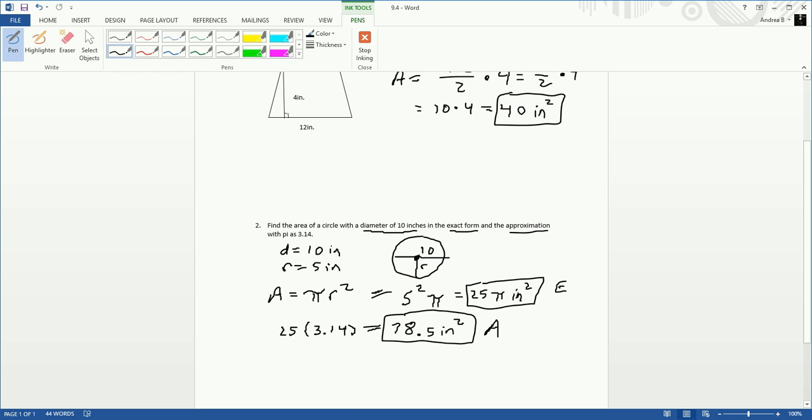So depending on the problem, sometimes it might ask for the exact form, sometimes it might ask for the approximate form. So make sure to read the directions carefully, and if you have questions, make sure to ask like normal.